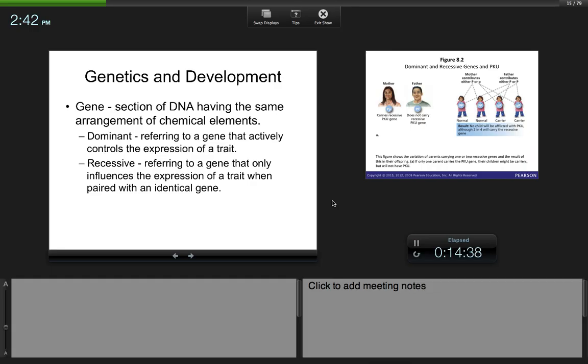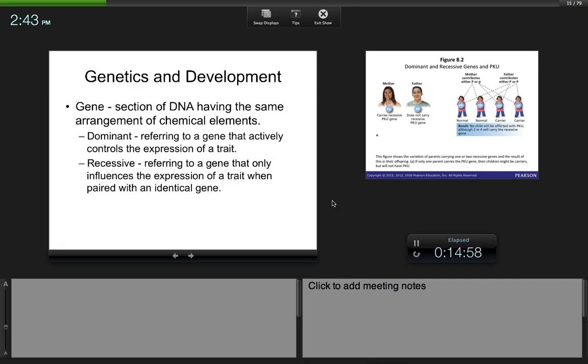So we talk about what we inherited and the expression of genes. We're talking about dominant and recessive traits here. A dominant trait refers to a gene that actively controls the expression of that particular trait. What is the most common hair color?